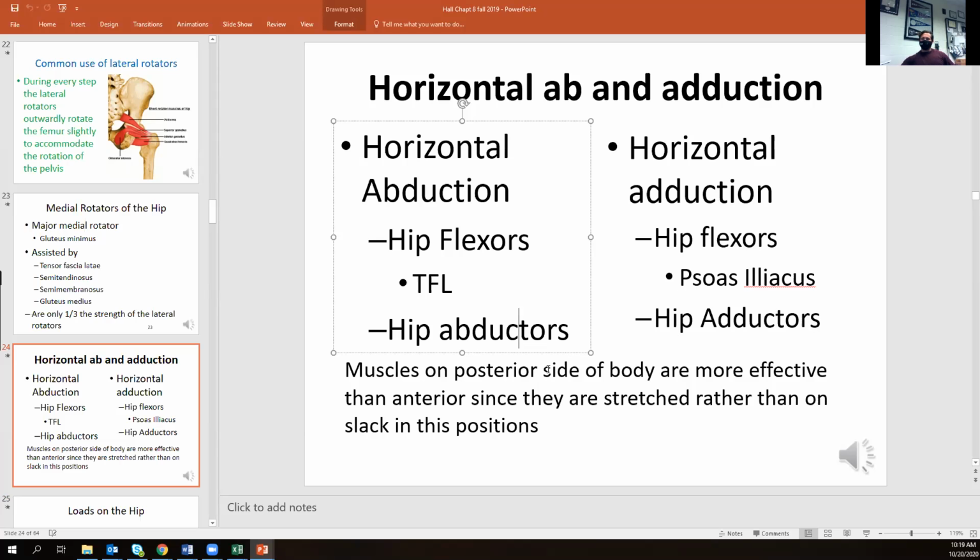And the reason the posterior ones are going to be more effective is because there's a greater stretch when you happen to be in those flex positions. Your adductors are going to be more powerful when you happen to be in that horizontal position, and vice versa.